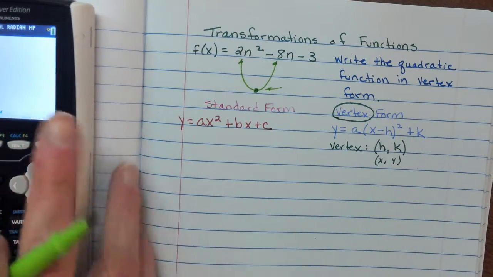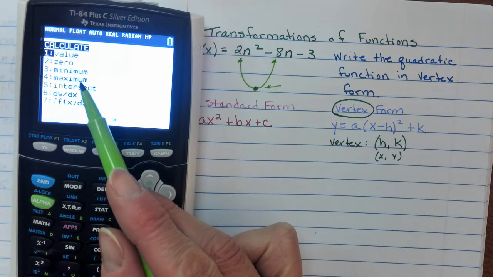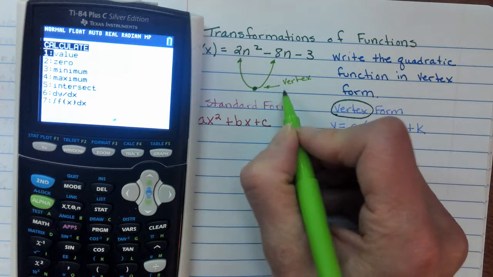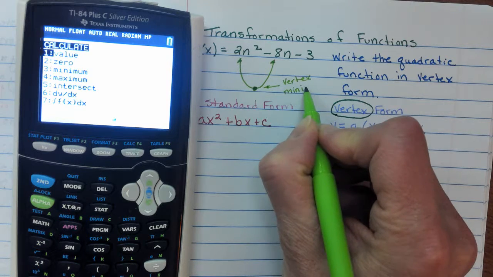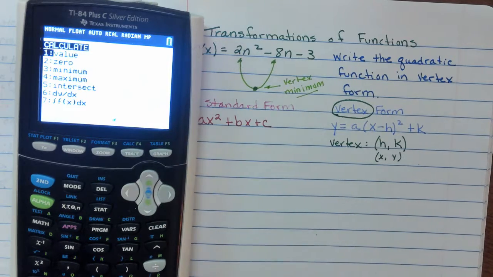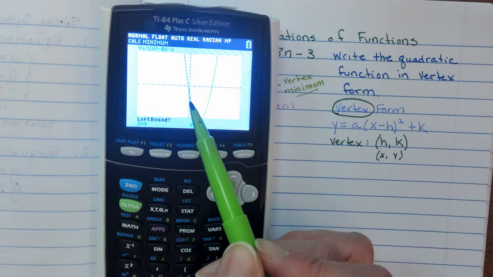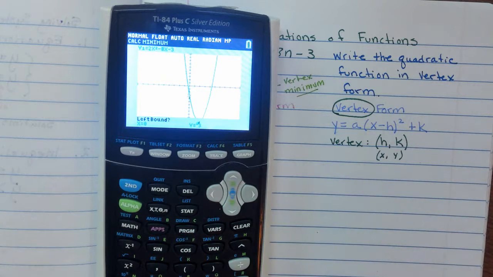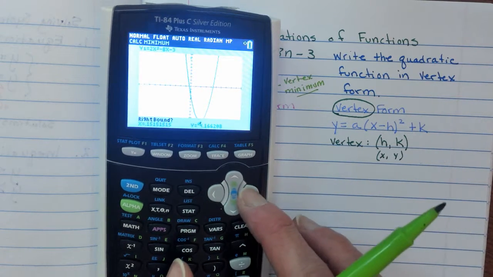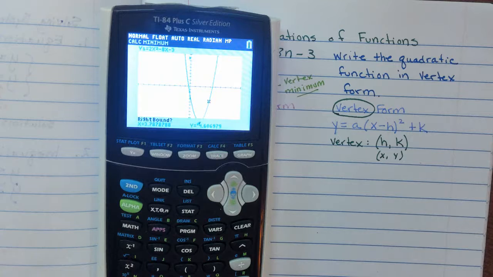So if I were to go back and look at that second trace again, I see I have minimum and maximum. So this vertex is a minimum because it's on the bottom. Okay, so that means I'm going to use my minimum, which is number 3. So it's asking me left bound, and my cursor is left bound of what I want. So I'm going to push enter. And now it says right bound. Well, I want to be to the right of this, so I'm going to move my cursor to the right of what I want.